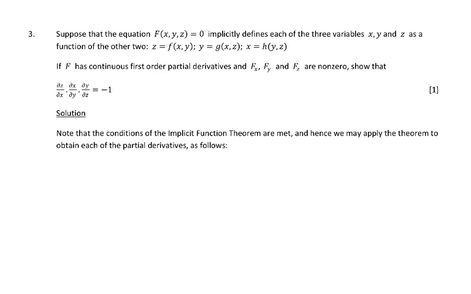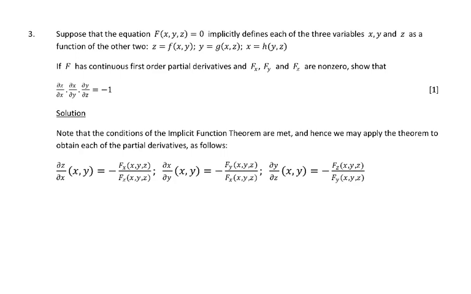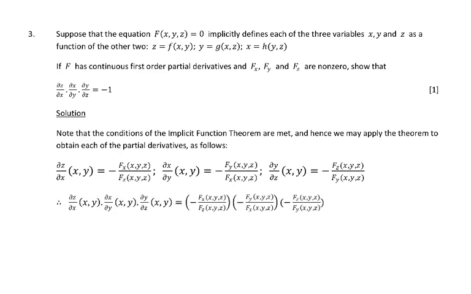That means that we can find the partial derivatives of z, x, and y using the implicit function theorem, and this gives us the following results. As you can see, for example, the partial derivative of z with respect to x is found exactly in the way that is formulated in the implicit function theorem.